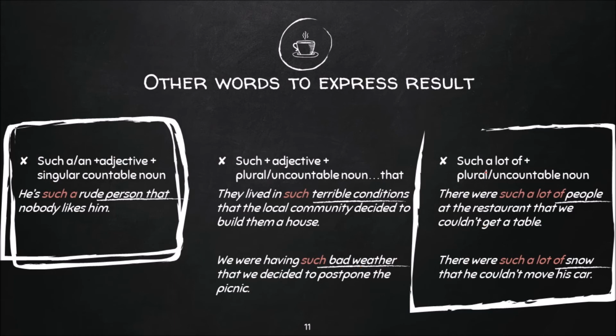Then we have such a lot of plus a plural or an uncountable noun. There were such a lot of people at the restaurant that we couldn't get a table. Such a lot of, then we've got a plural noun, while in the example here we have an uncountable noun.